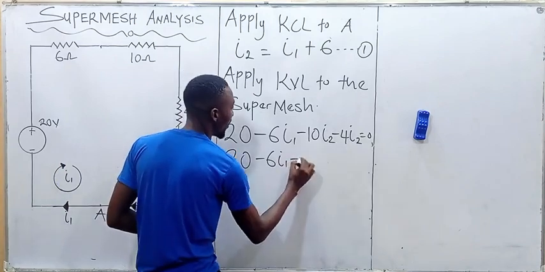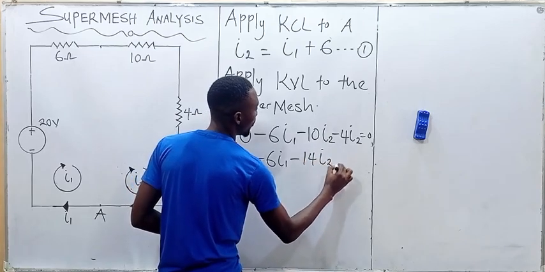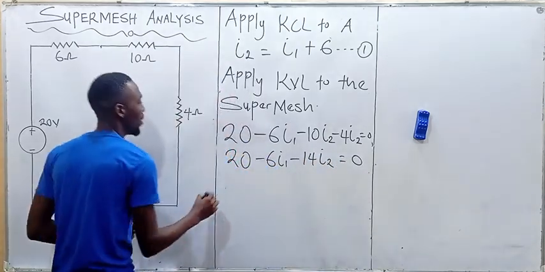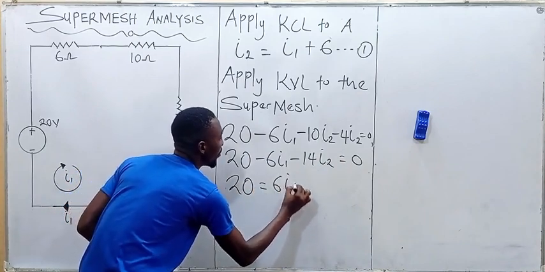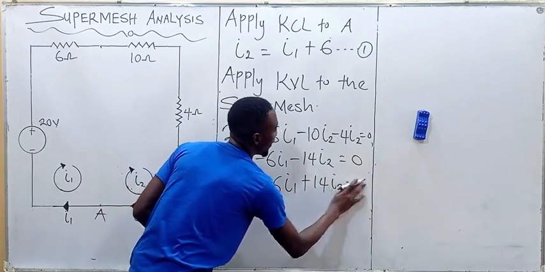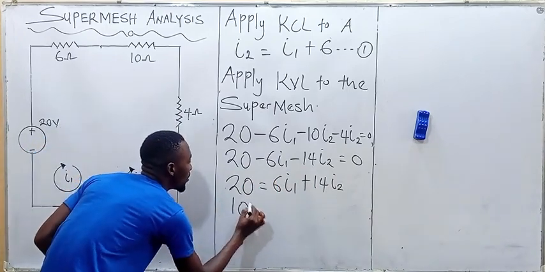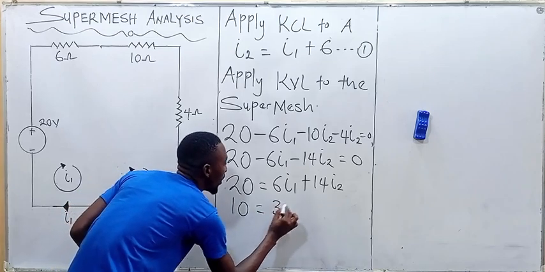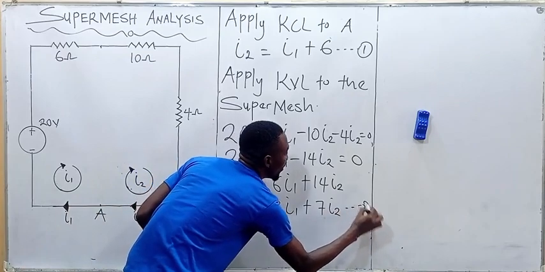So we are going to have 20 minus 6I1. Then if we add this together, we are going to have what? Minus 14I2 equals to what? 0. Alright, so we can therefore say that 20 will be equals to 6I1 plus 14I2, equation number 1. Okay, let's not, because we can still reduce it by 2. We reduce this by 2, that is going to give us 10. Reduce this by 2, you are going to have 3I1 plus 7I2, equation number 2.